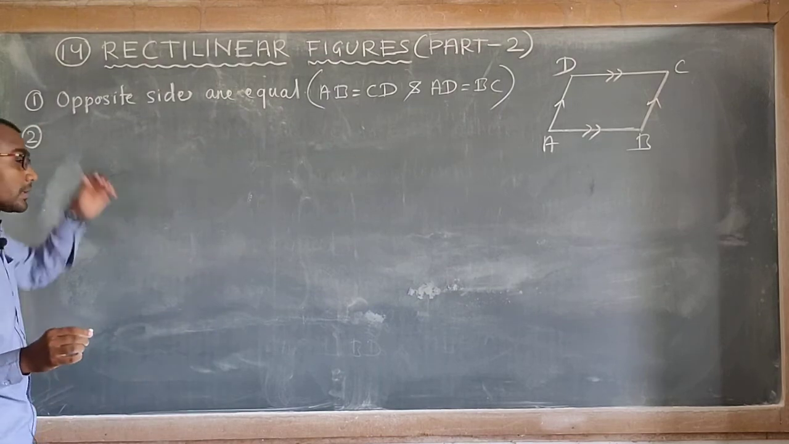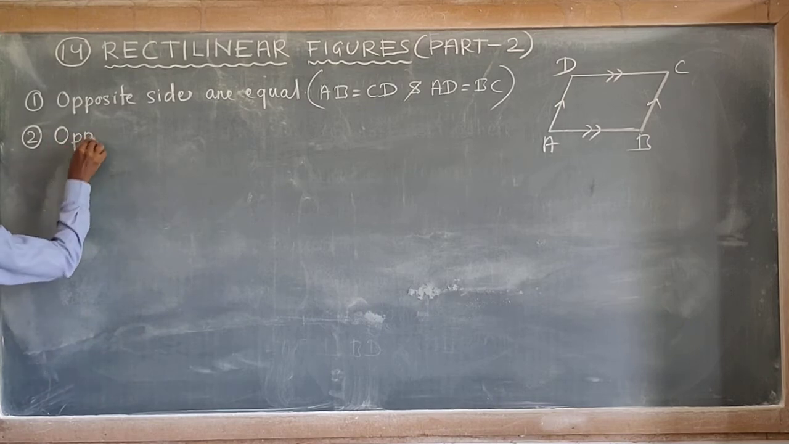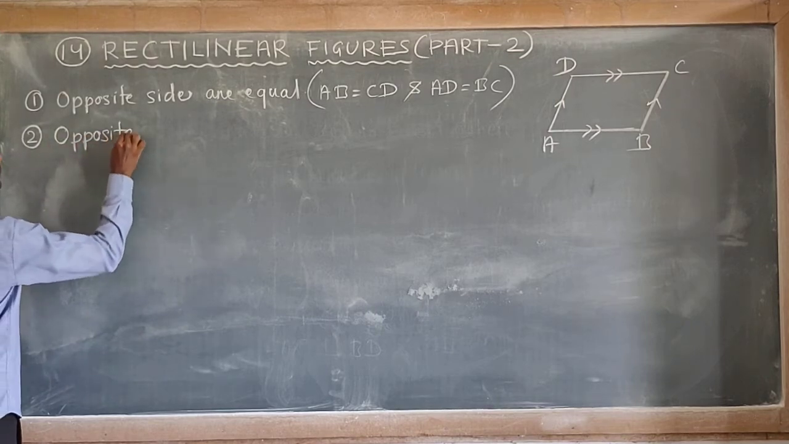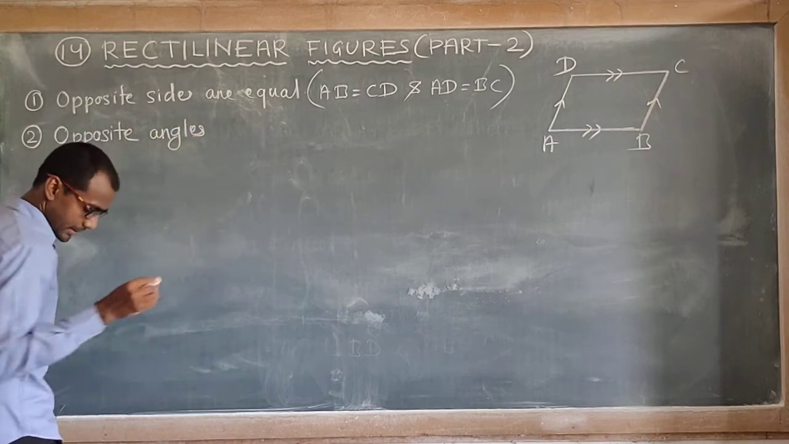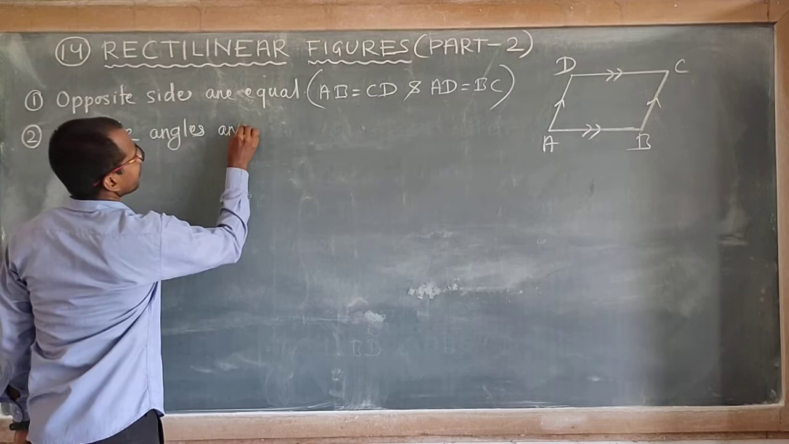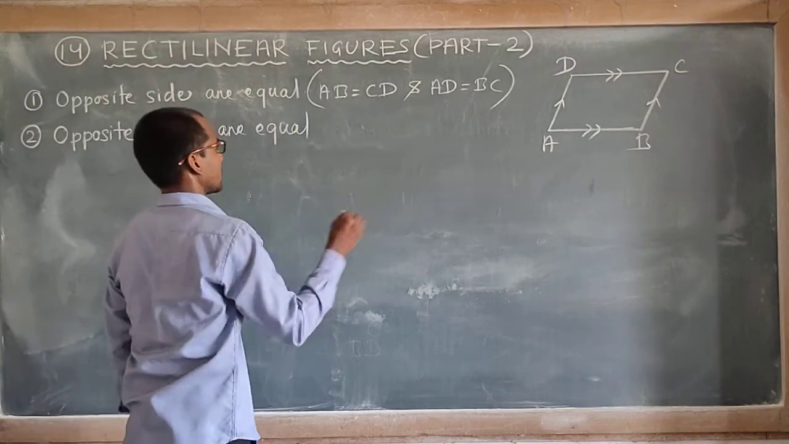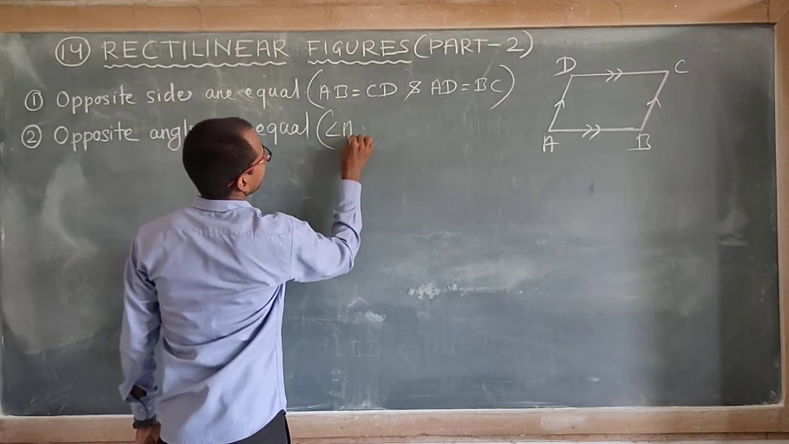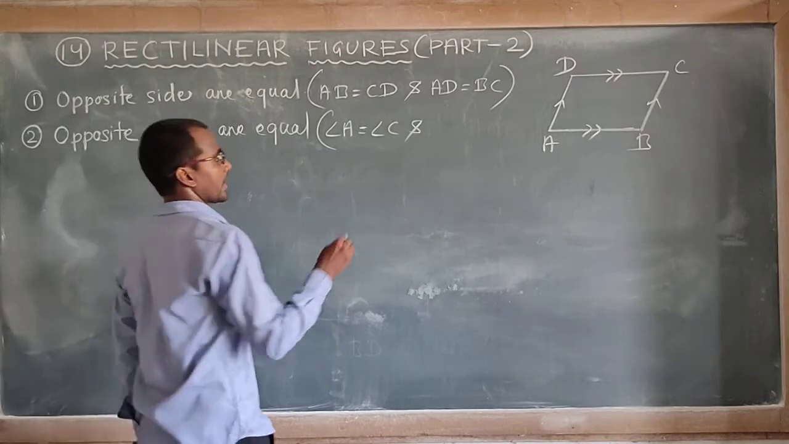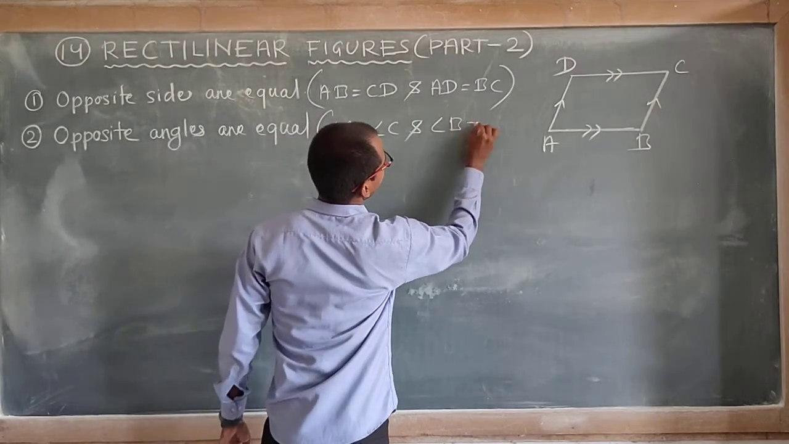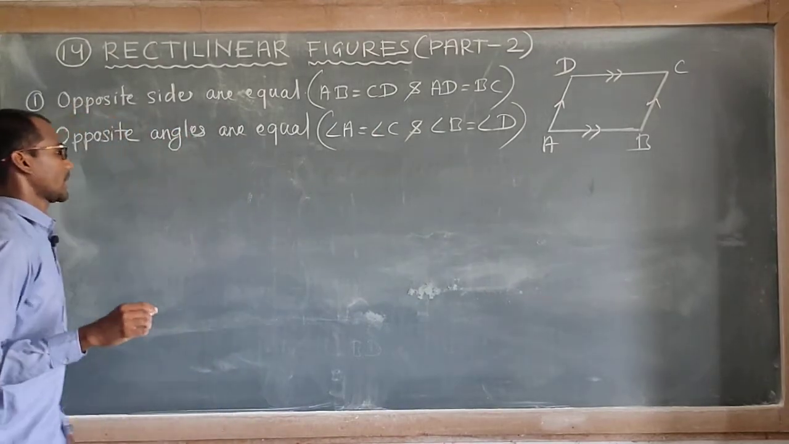Next property is opposite angles are equal. In this case, angle A equal to angle C and angle B is equal to angle D. Okay.